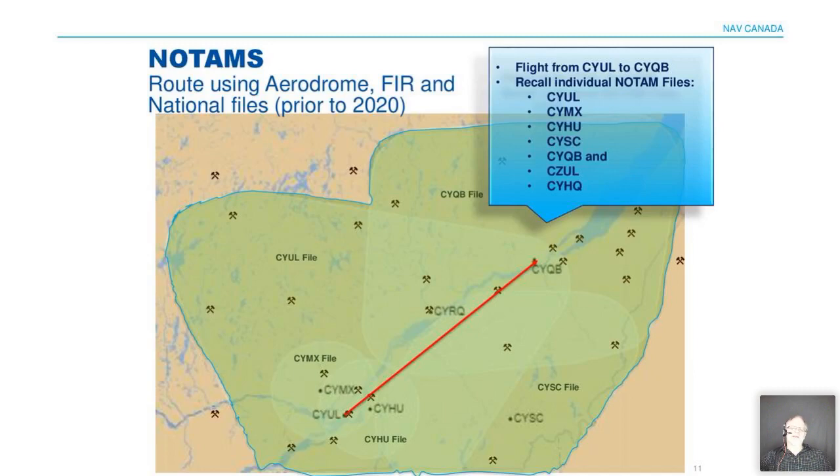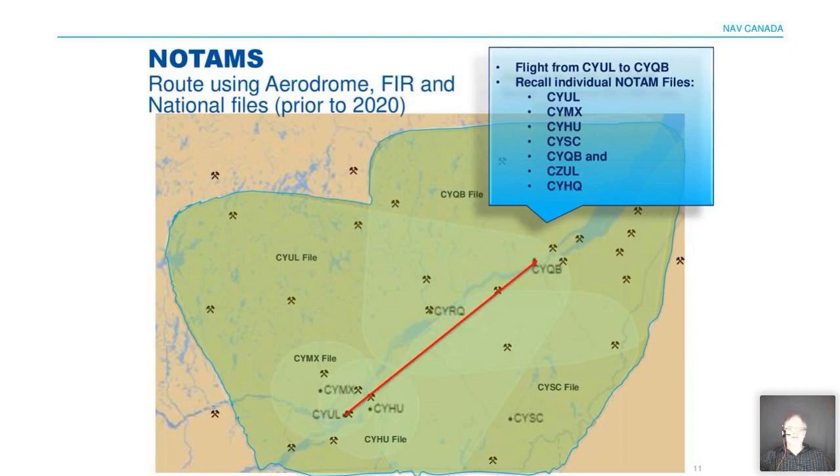So in the case of the example I have on the graphic in front of me, a pilot decided to fly from Montreal, Pierre-Elliott-Trudeau, up to Quebec, would cross the following NOTAM file areas. So they would ask for Montreal, Pierre-Elliott-Trudeau, as well as Mirabel, Saint-Hubert, Sherbrooke, because you'd be crossing over a bit of that section as well, Quebec City, and if you're a careful pilot, you would also ask for the FIR, that's ZUL, as well as CYHQ, which was headquarters NOTAMs or NOTAMs of a national import.